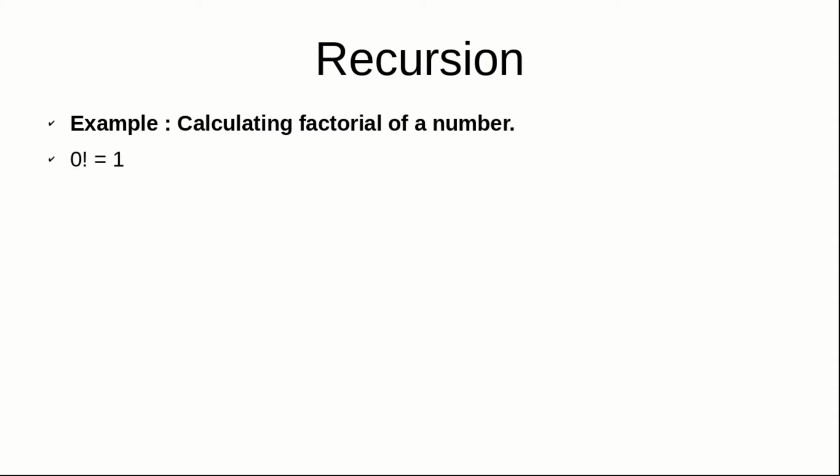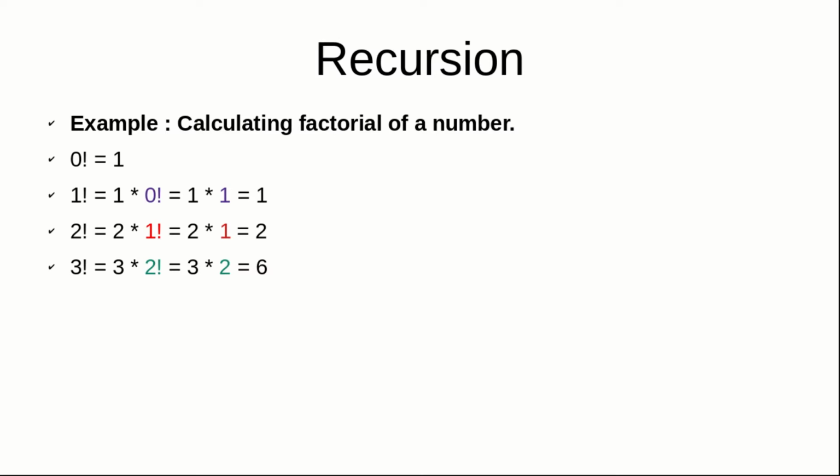First let us set a base case. 0 factorial will be 1. Then we can define 1 factorial as 1 into 0 factorial, so it will be 1. Similarly, we can define 2 factorial as 2 into 1 factorial. In the same manner, 3 factorial as 3 into 2 factorial, and you get the gist. 4 factorial as 4 into 3 factorial, and finally we can conclude that the factorial of n is given by n into (n minus 1) factorial.